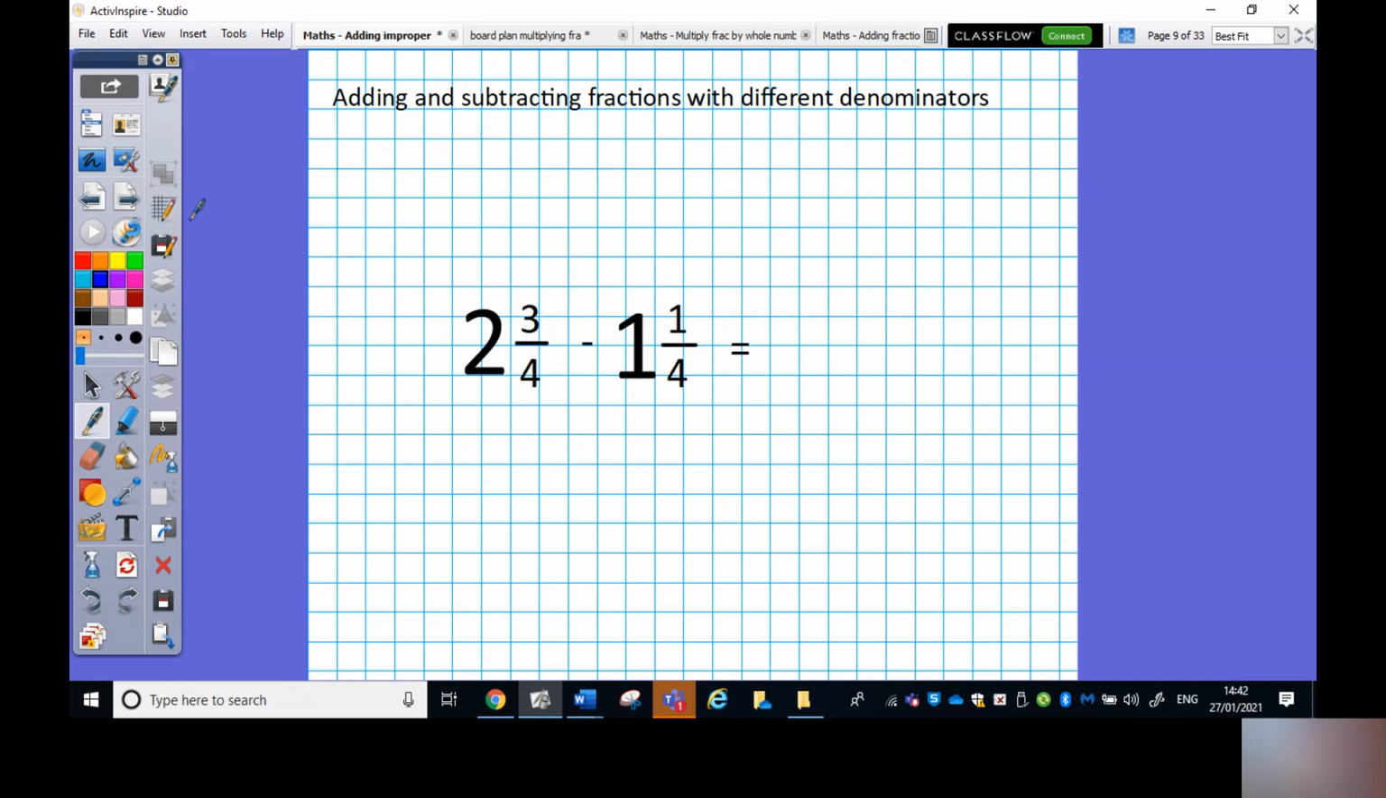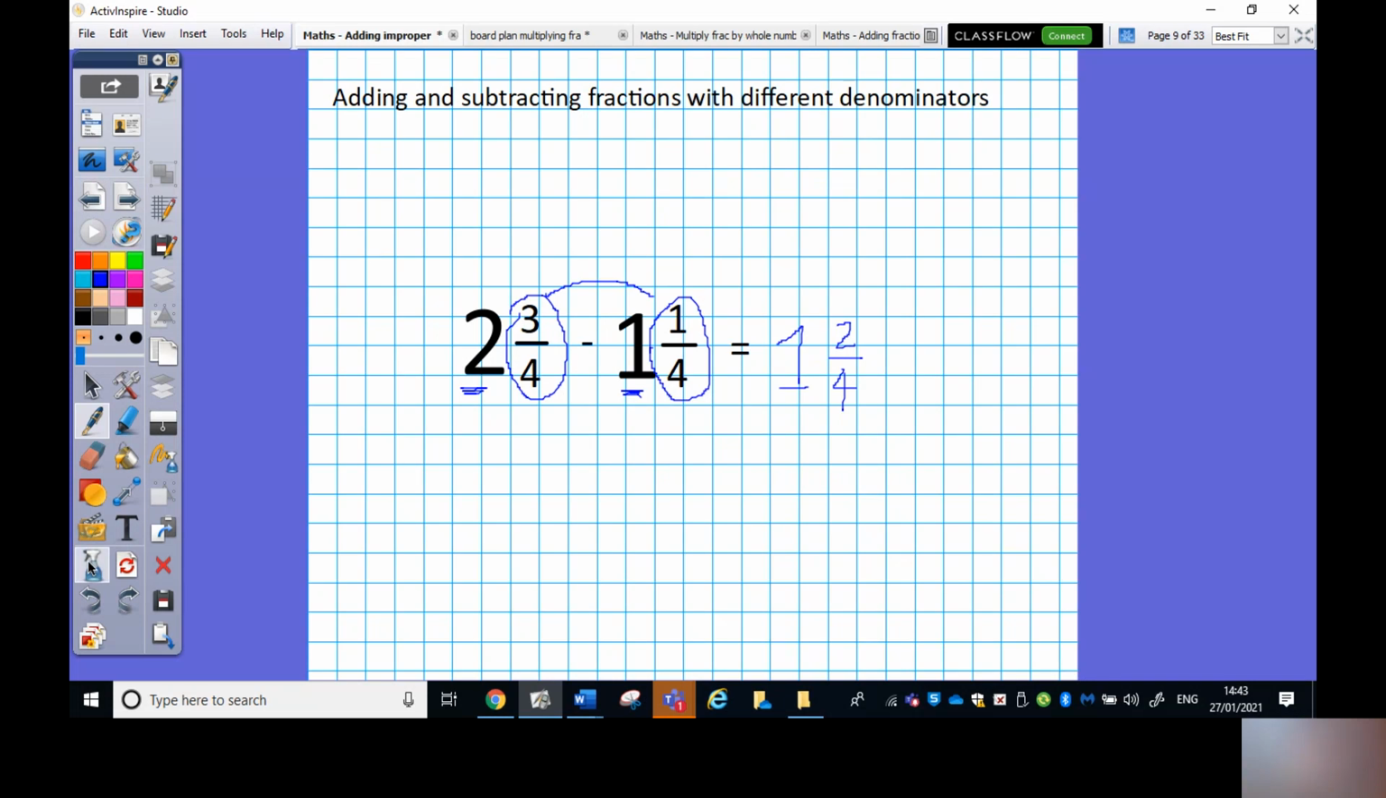Great. Now here I have mixed numbers. The first thing that I'm going to do is subtract the whole numbers first. So 2 take away 1 equals 1. And I can see that I have 3/4 and also 1/4. Can I subtract? Yes. So I'm left with 3, take away 1 equals 2/4.